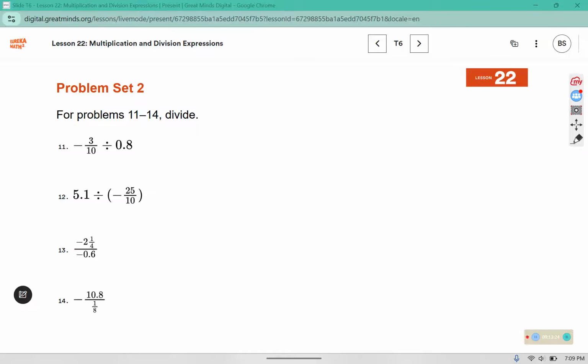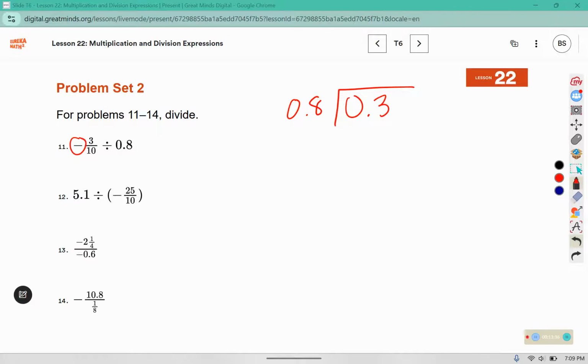For problems 11 through 14, also dividing. 3 tenths can be rewritten as 0.3, and 8 tenths can be rewritten as 0.8. This is a negative divided by a positive, so our answer will be a negative. We'll move that decimal 1 place here and 1 place here, so now I have 3 divided by 8.